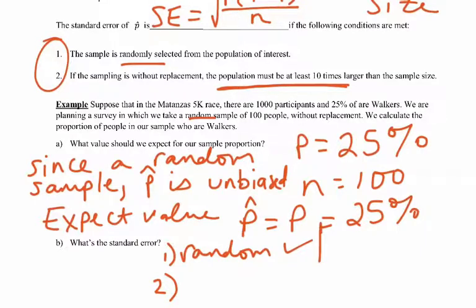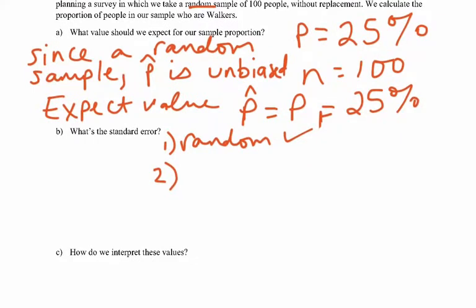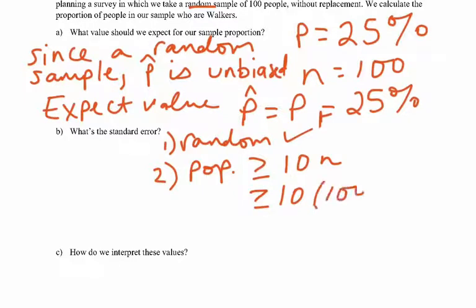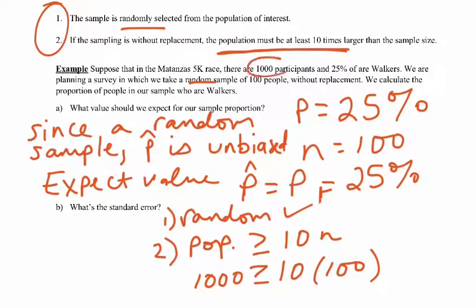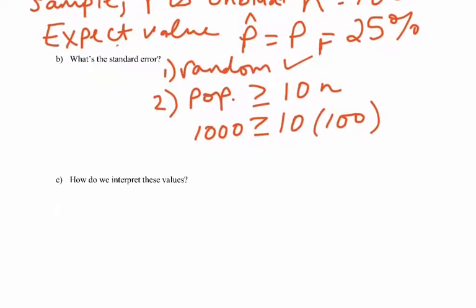I like to write some notation for these, so I'll say what I'm looking for is that the population size has to be greater than or equal to 10 times N, which was the sample size. In this case, the sample size was 100. So the population needs to be at least 10 times 100, which it was, because they told us that the population was 1,000. Yeah, right here, there are 1,000 participants. So we are good to go on that second condition. Our population is 1,000 exactly, so it's just large enough to work out as 10 times our sample size.